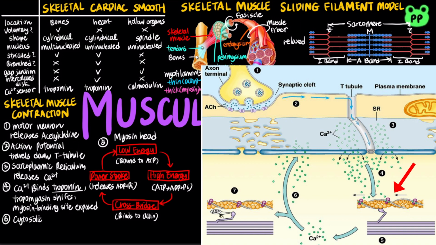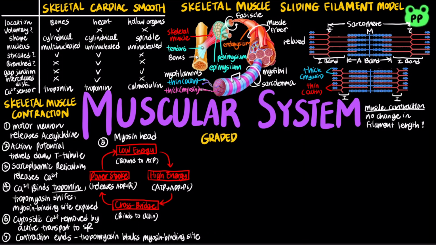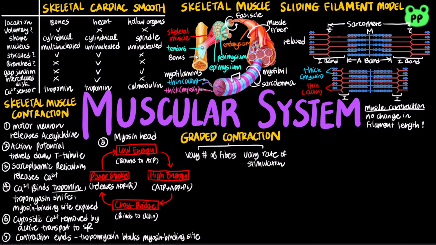Towards the end of muscle contraction, cytosolic calcium ion is removed by active transport into the sarcoplasmic reticulum after the action potential ends. Tropomyosin blockage of myosin binding sites is restored. Contraction ends and the muscle fiber relaxes. Contraction of a whole muscle is graded. The extent and strength of its contraction can be voluntarily altered by two main mechanisms, either by varying the number of fibers that contract or by varying the rate at which fibers are stimulated.